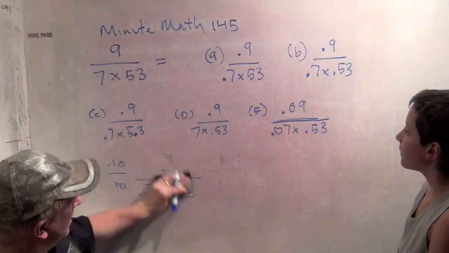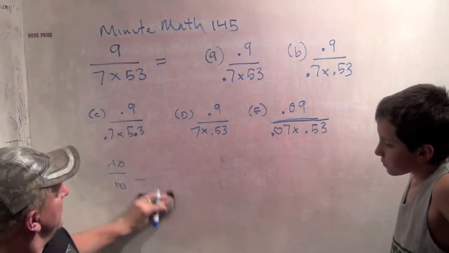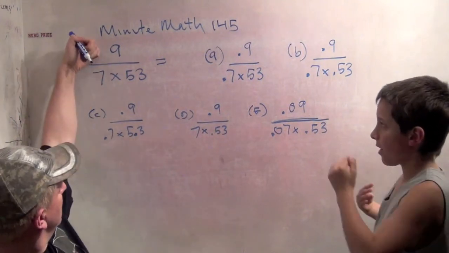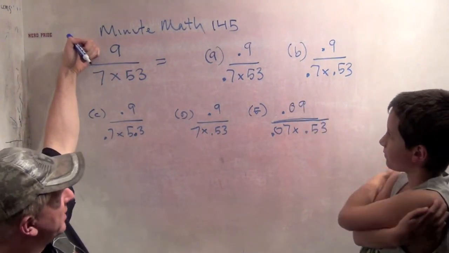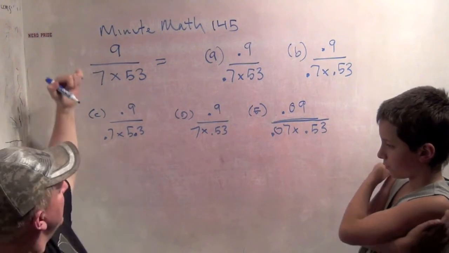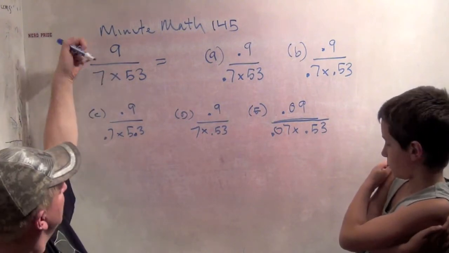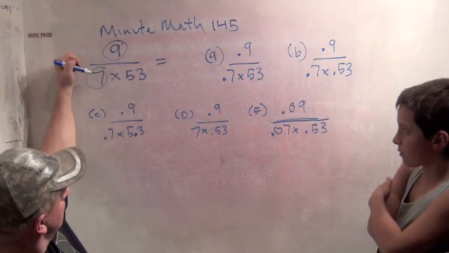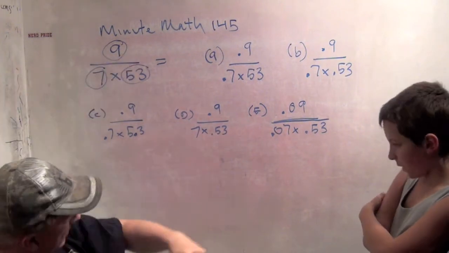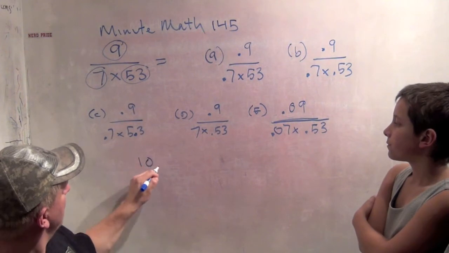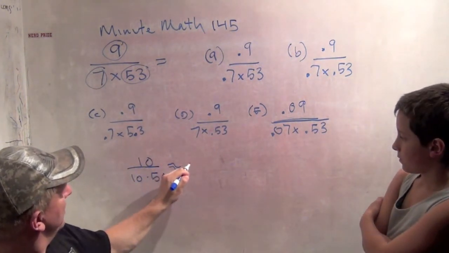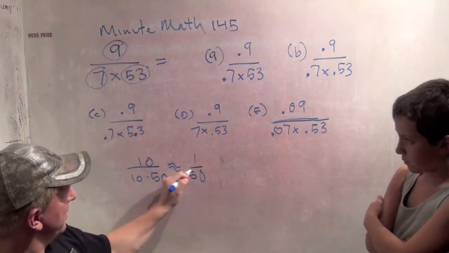Now another way to think about this problem is more like an estimation problem. So we could round those numbers. If we don't know what to do, let's just try a simple estimation. 9 is pretty close to 10, 7 is pretty close to 10, and 53 is pretty close to 50. So we could say this is going to look a lot like 10 over 10 times 50, which is about 1/50th. In fact, exactly 1/50th.